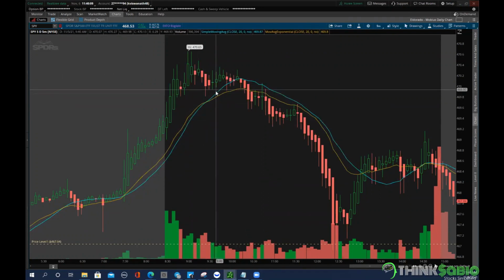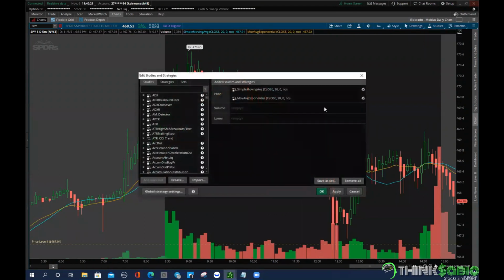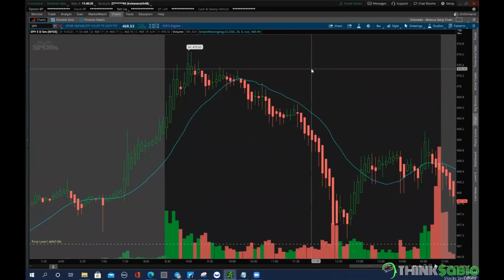So a moving average is nothing but an average of the price over the last few candles, and then it plots a line here. That's a moving average. Now, how do we use this moving average? Let me take off one of the moving averages. I will take off the exponential and keep the simple moving average.